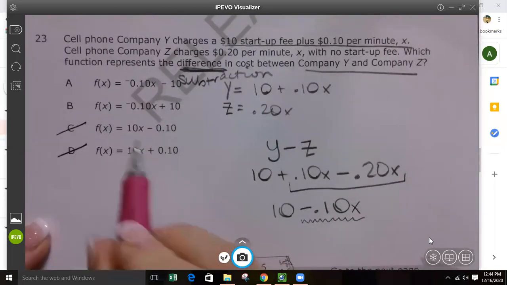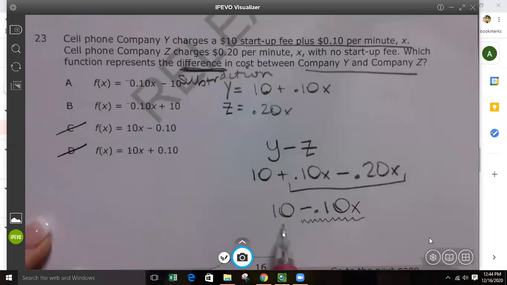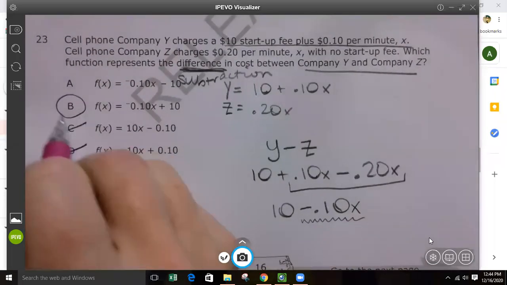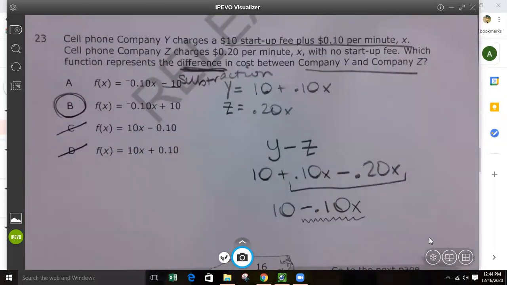So if we go over here and look, a negative 0.10x. So it can't be these two because they're 10x. And then a positive 10. So your only answer choice would be B because this one has a negative 10.